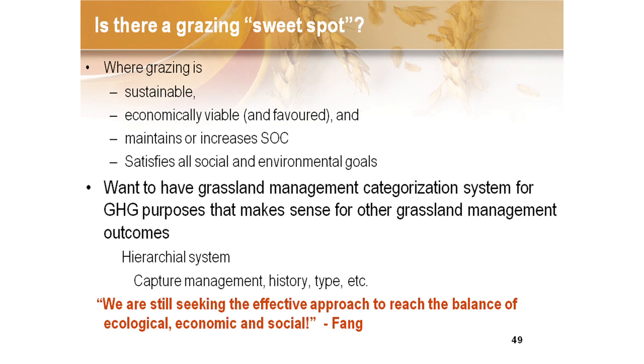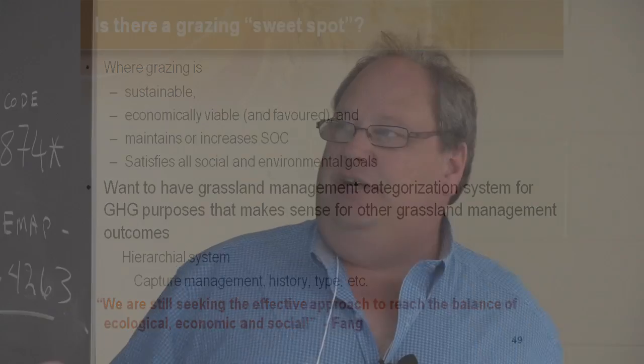And then from our perspective, greenhouse gases and organic carbon also need to satisfy other environmental and social goals. So we want a categorization system that makes sense for all these outcomes, and we probably want something hierarchical. We want to capture management history type. This is coming out of a famous China grassland researcher who said we want to find an approach to reach a balance of ecological, social, and economic goals.